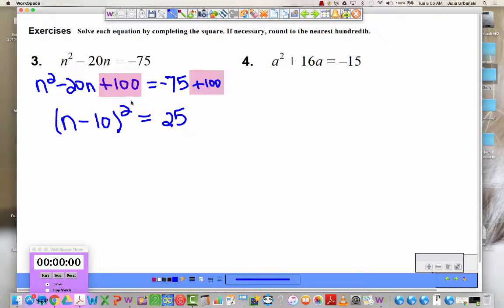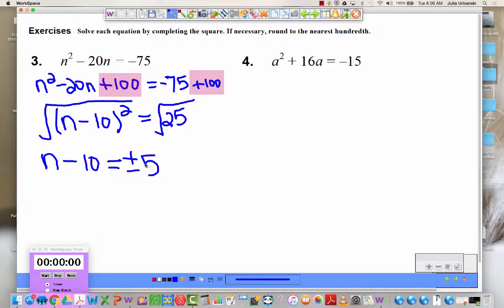Okay, the easiest thing to do right now is to take the square root of both sides. Don't try to multiply it all out. That'll make it harder. Just take the square root of both sides so that those two things can cancel. And when they cancel, you're left with n minus 10 on this side equals plus or minus 5. And that's where your two answers come from, doing a plus 5 and then a minus 5. This n is not alone yet. How do I get n alone?